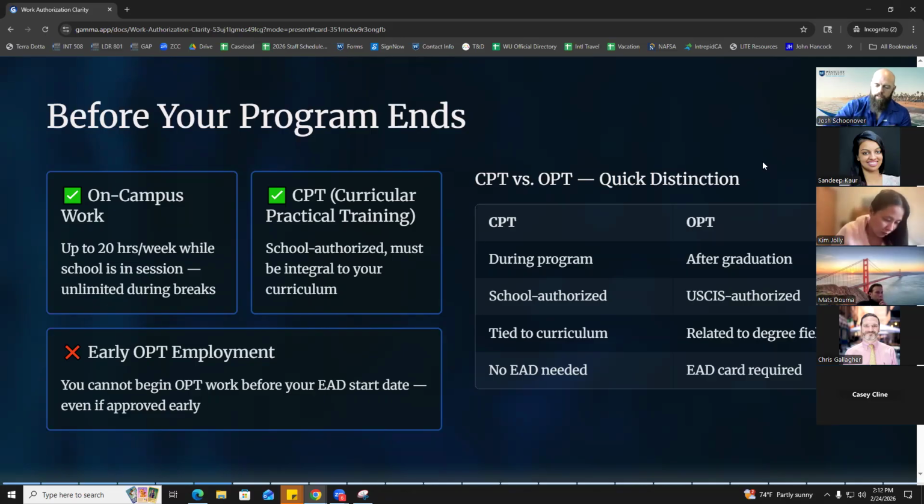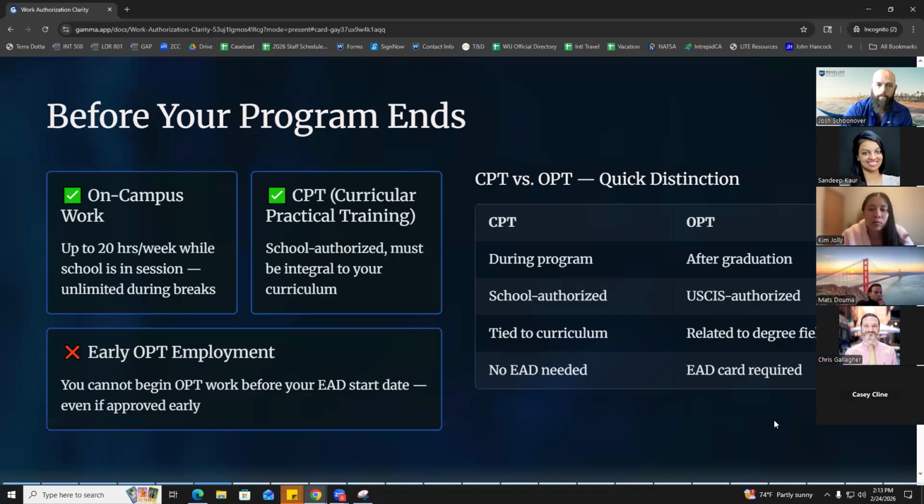This column here on the right, you can see a quick snapshot of some of the differences between CPT and OPT. CPT is during the program, it's approved by the university. It does have to be directly related to your program of study. OPT does also, but that's after you graduate and it's approved by USCIS. There is pre-completion OPT for those of you who really know your stuff. Technically, you can do OPT during your program. I don't recommend it personally because it has to be part-time and it takes away from your post-completion OPT eligibility. So you might as well just do part-time CPT and keep your 12 months of OPT.